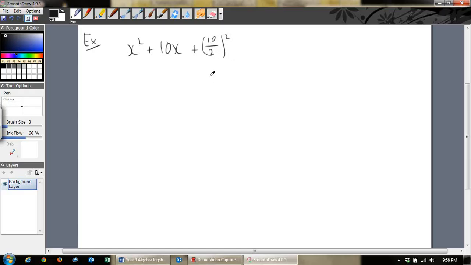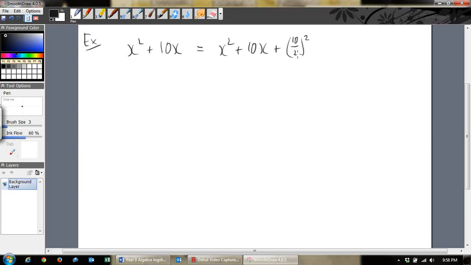Okay, so I might just start that again, because what I'm going to do is start with the question, and I'm just going to write equals x squared plus 10x, and what I'm going to do is add 10 divided by 2 and square it. Okay, and so that's what we need to do to create a square.